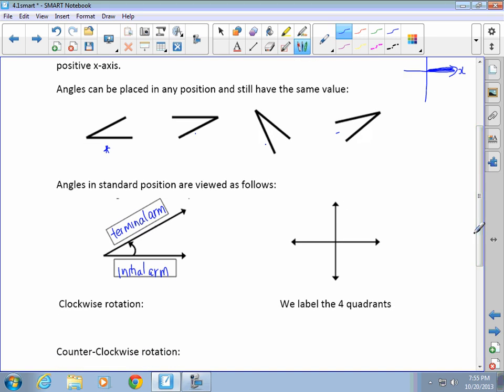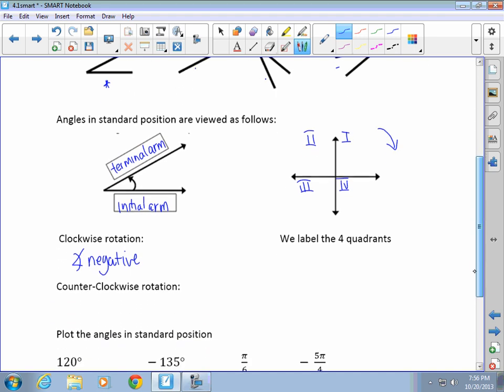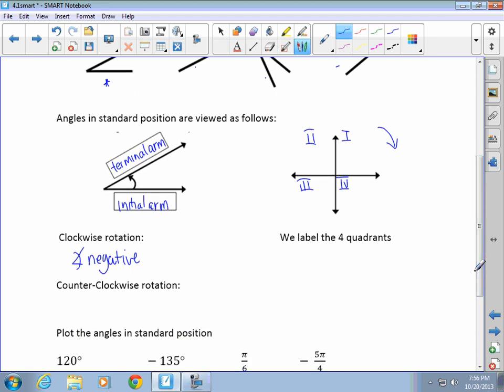The four quadrants that we're talking about are quadrant 1, 2, 3, and 4, and we talked about that in the last unit, unit 2, dealing with the polynomial functions. If an angle has a clockwise rotation, so clockwise means it's going in this direction, then the angle measurement will be negative. If it's going counterclockwise, in this direction around our quadrants, then it has a positive angle.